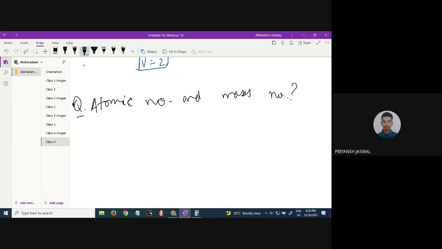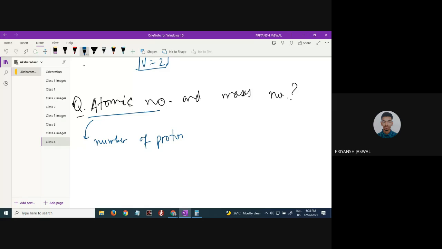So, what is atomic number and what is mass number? By definition, the atomic number is the number of protons inside a nucleus of an atom of an element.